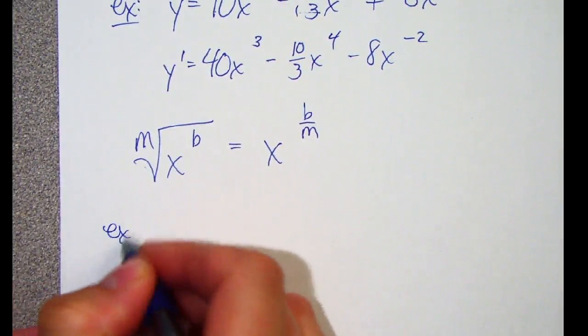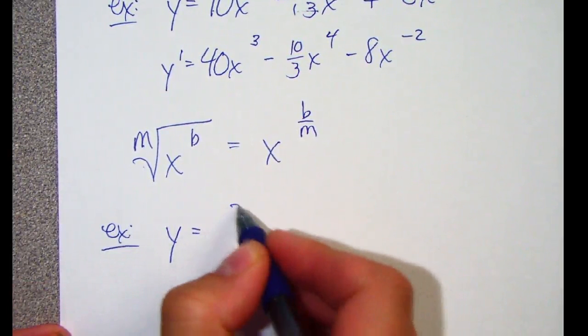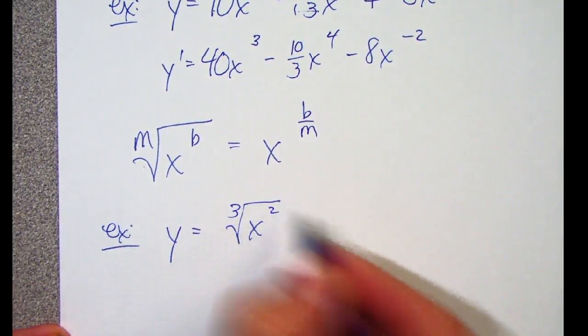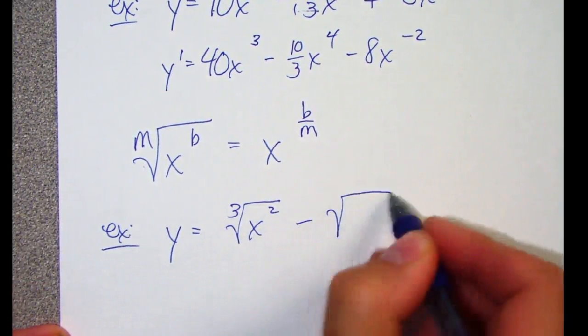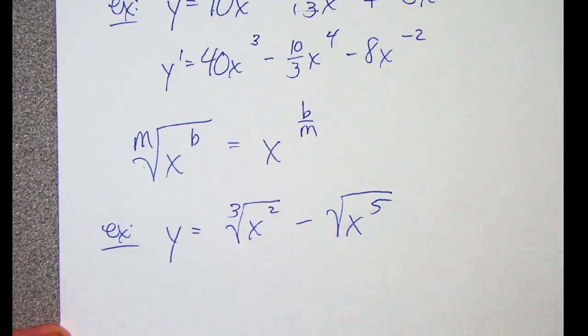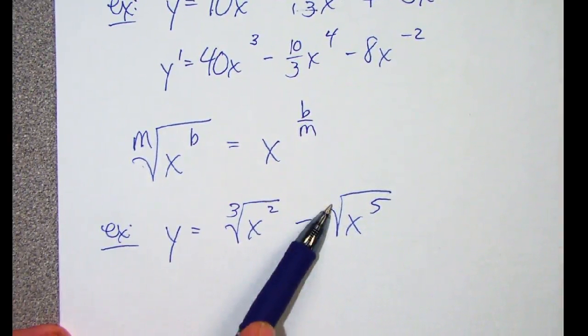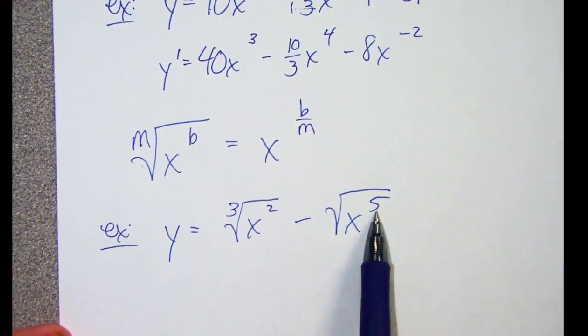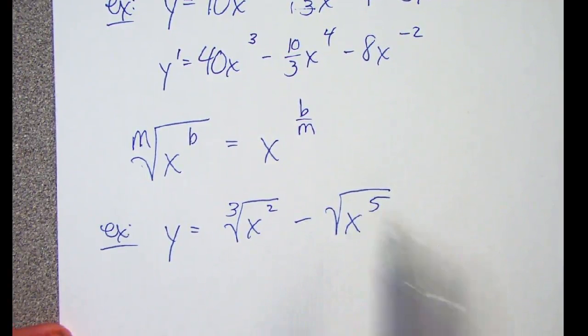So they'll ask you things like, take the derivative of the third root of x squared minus the square root of x to the fifth. So if it's a square root, and I didn't put a number there on the outside, what's really there? A 2, because it's square root. If I didn't put a number on the inside, what's really there? A 1, because it's x to the first power.